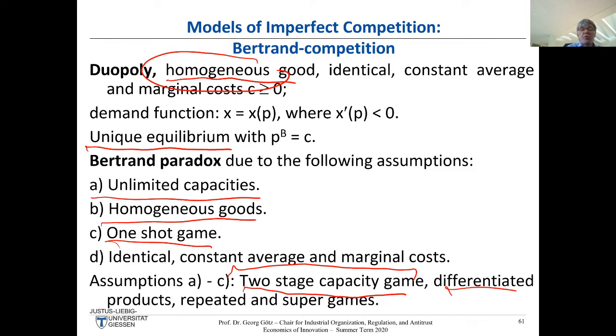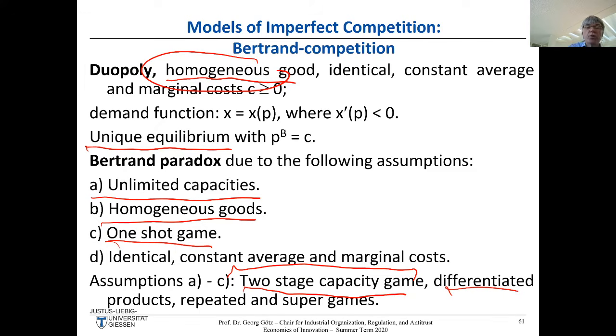I already mentioned differentiated products as a departure from homogeneous goods. And repeated games and supergames, we wouldn't do that, but with a supergame, so a game which is infinitely many times repeated, it's permanently repeated, and then you would have also collusive equilibria where these two companies, these duopolists, tacitly collude on a monopoly solution, for instance.